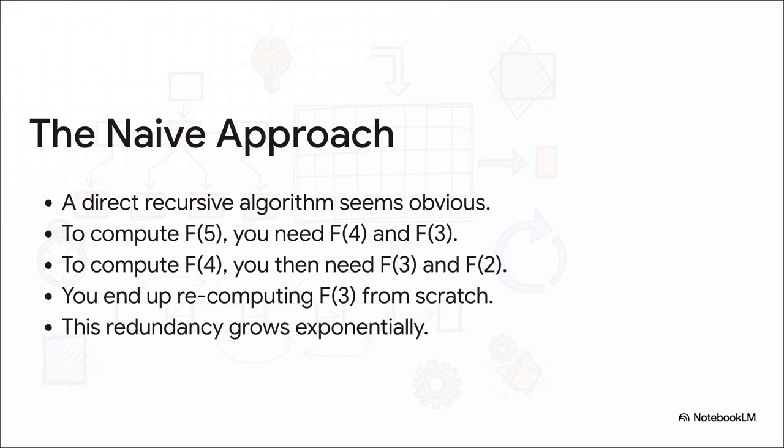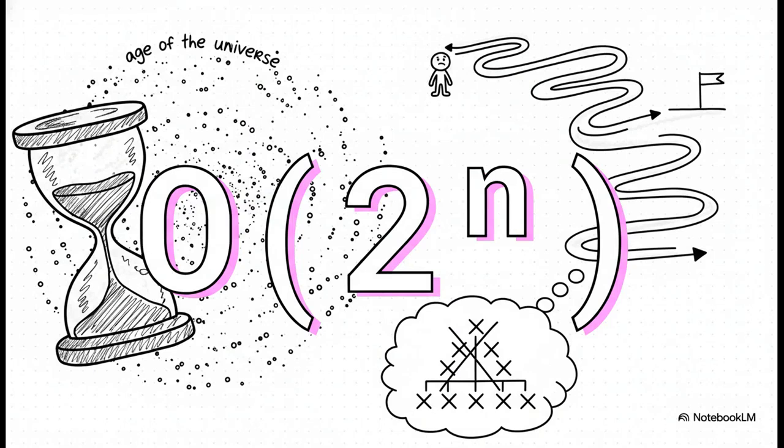This thing, it doesn't just grow, it explodes. Yeah, and that explosion has a name. We call it exponential time complexity, or O of 2 to the n. What that really means is for every single number you add to the sequence, the amount of work you have to do basically doubles. It's just shockingly bad. I mean, to put it into perspective for you, trying to calculate, say, the 100th Fibonacci number with this method would take longer than the current age of the universe. No joke. So, yeah, there has to be a better way.